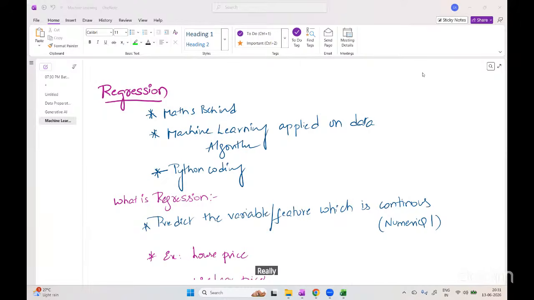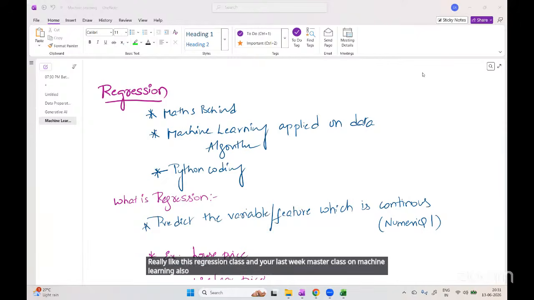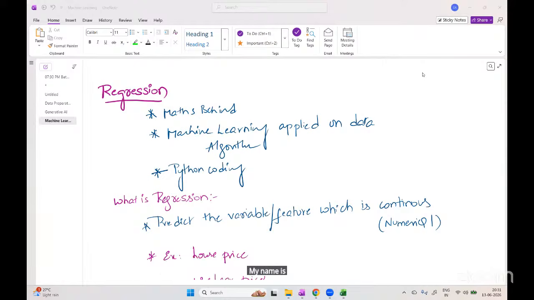Really liked this regression class and your last week's master class on machine learning also. Your explanation with basic maths made it simple and clear. Thank you. Ravichandra, thanks for your compliment. Thanks. Akshay, your question is clear. Earlier, what you typed in the Q&A. Abhimanyu, the class was already completed. If you're not having any questions, you can leave.